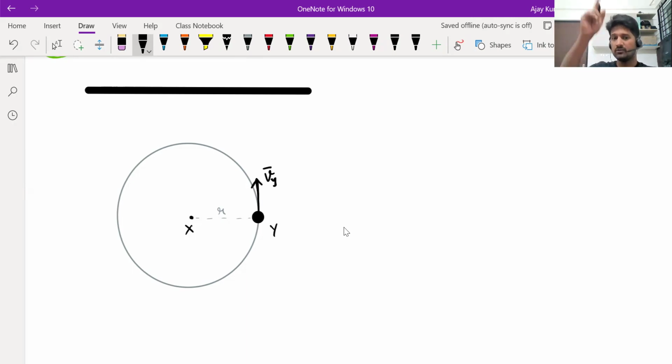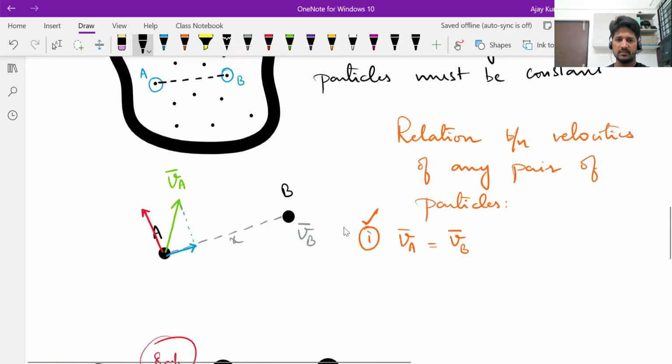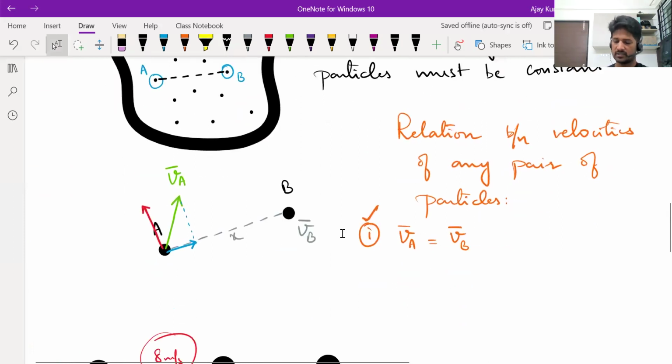I'm not saying it should continue with that velocity. At the moment, its velocity should be pointed that way. At a later instant, when Y reaches somewhere here, its velocity should be in this direction. So what I'm saying is the component of velocity perpendicular to the line joining two particles does not disturb the distance between them. Even in this case, the red component does not disturb the distance between them.